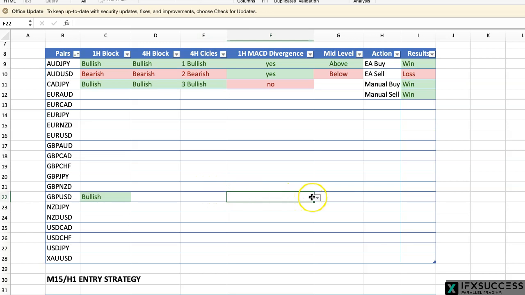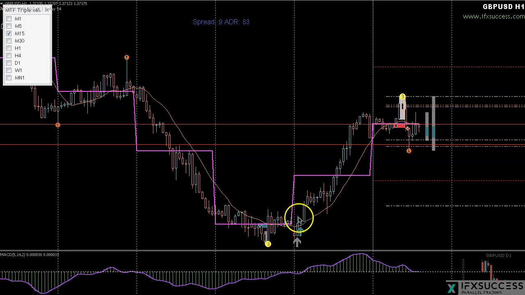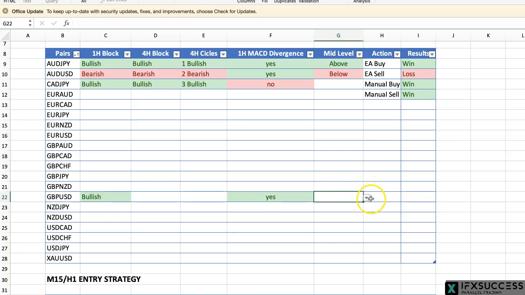Did we have a 1 hour MACD divergence? Yes. At the time of the block, we were not above the mid-level, but if we wanted to buy the following day, we would be above the mid-level. So depending on when you're buying, you decide here. If you were looking at the next day already, you would set the EA to do a buy for you, or just do a manual buy.